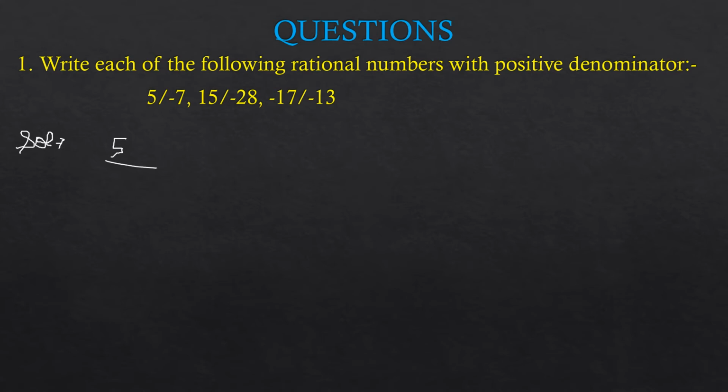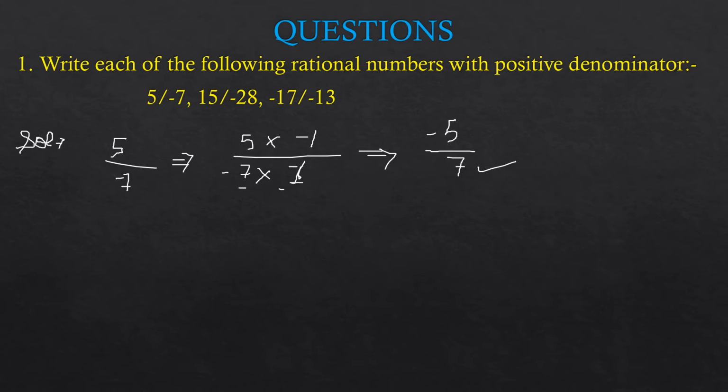If we have 5 by -7, this is a rational number given to us and we have to convert the denominator into positive. So we will just multiply the numerator and denominator by -1 to get the positive denominator. 5 into -1 gives us -5, because 5 is positive, 1 is negative, and positive times negative gives negative. Then -7 into -1 gives us 7, minus times minus gives plus. Now we have a positive denominator.